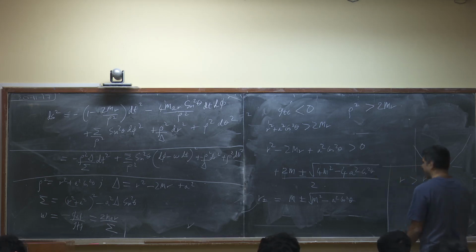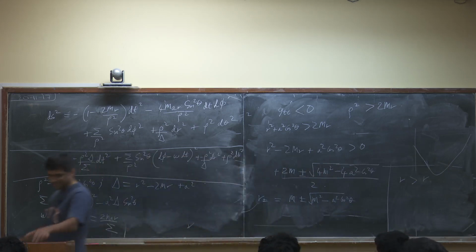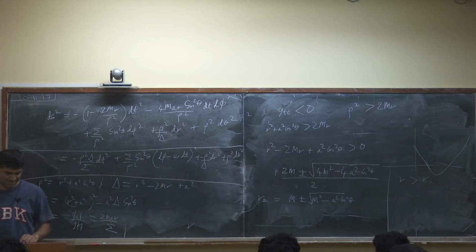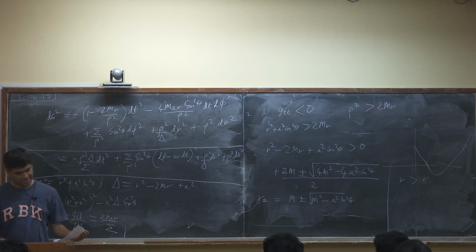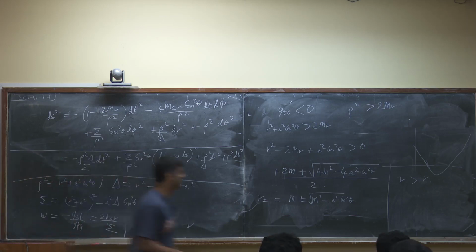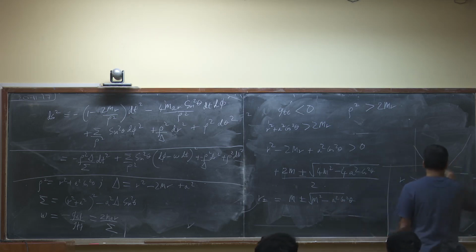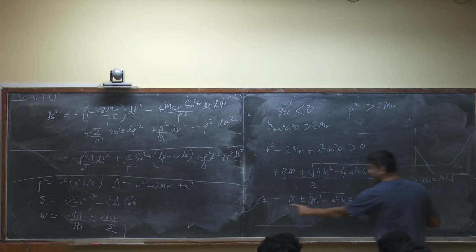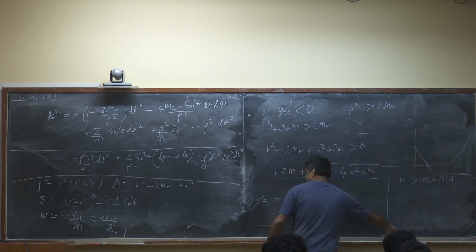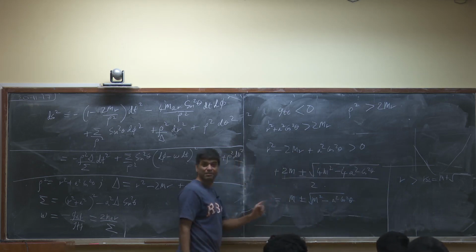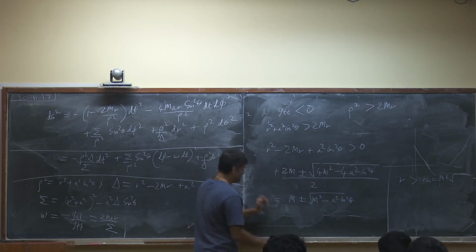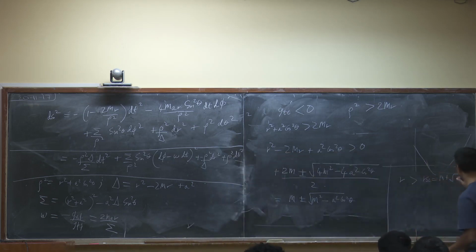People give it a name, stationary limit, SL. So the stationary limit r_SL is equal to m plus the square root of m squared minus a squared cos squared theta. We won't call this r plus, because we'll be using r plus for something else. So we just leave this unnamed, and the positive root is m plus the square root of m squared minus a squared cos squared theta.